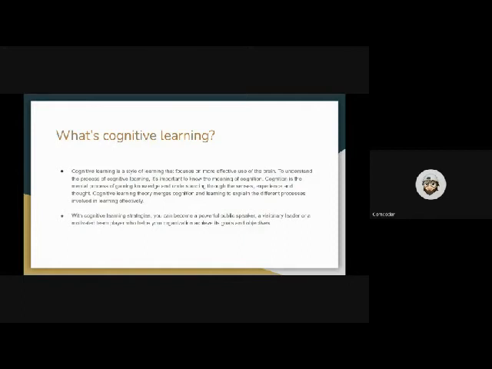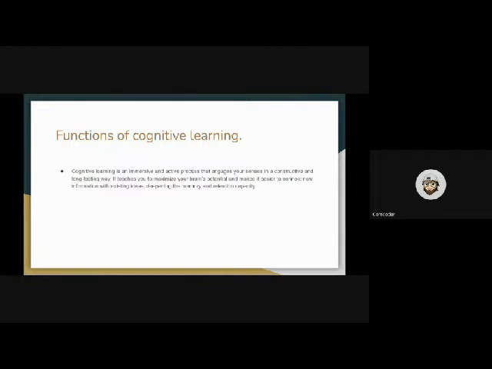Cognitive learning theory merges cognition and learning to explain the different processes involved in learning effectively. With cognitive learning strategies, you can become a powerful public speaker, a visionary leader, or a motivated team player who helps your organization achieve its goals and objectives. Cognitive learning is an immersive and active process that engages your senses in a constructive and long-lasting way. It teaches you to maximize your brain's potential and makes it easier to connect new information with existing ideas, deepening memory and retention capacity.